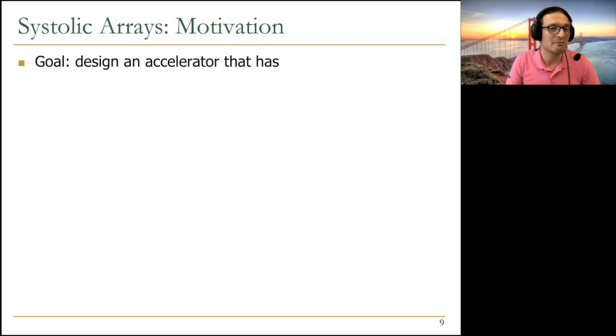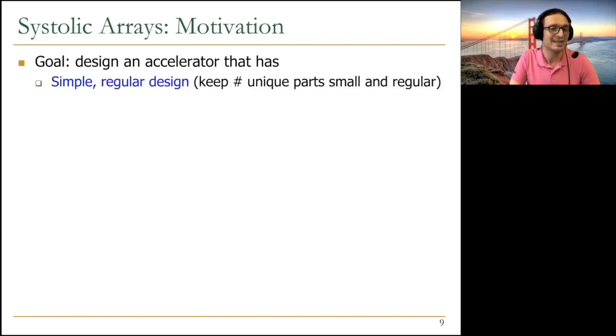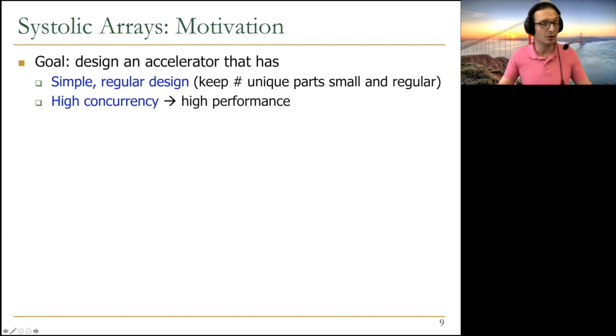So basically, what was the motivation for designing what's called a systolic array? Essentially, people wanted to design an accelerator that has a simple, regular design, similar to what we have discussed earlier, VLIW, right? We want the hardware to be simple, regular, and we want to replicate it. So we want to keep the number of unique parts small and regular. We want high concurrency, clearly. We want high performance. And especially at that time, these accelerators were being thought of for tasks like linear algebra, vision, image processing, similarly to the neural networks of today, right? So basically, we wanted high concurrency at the time.